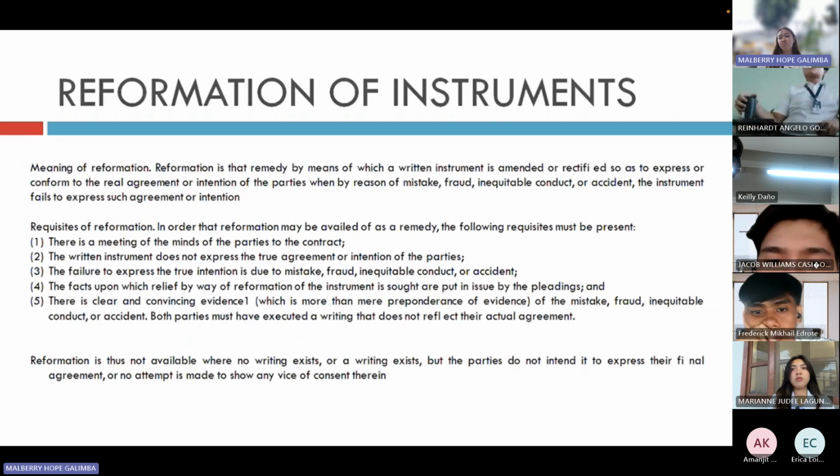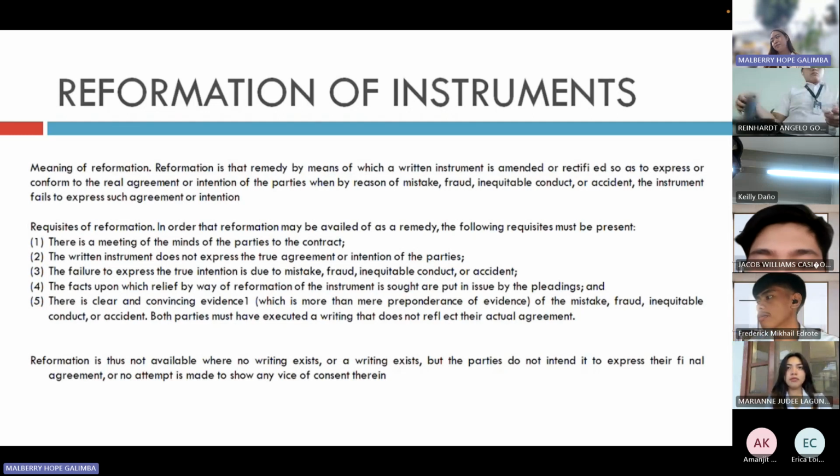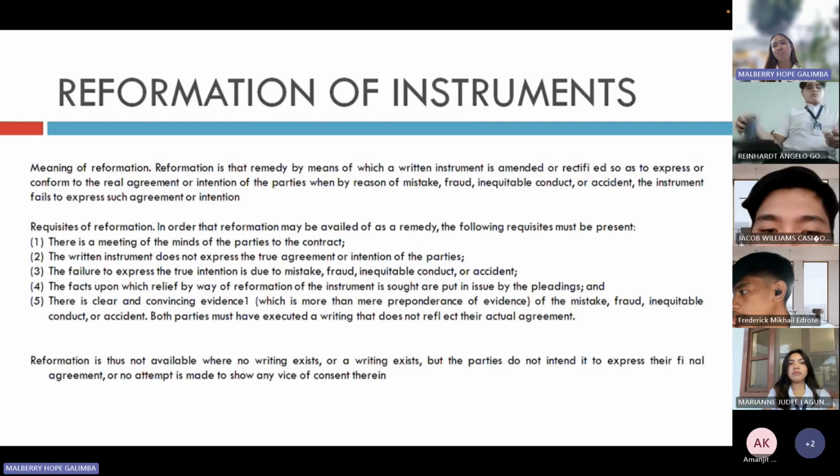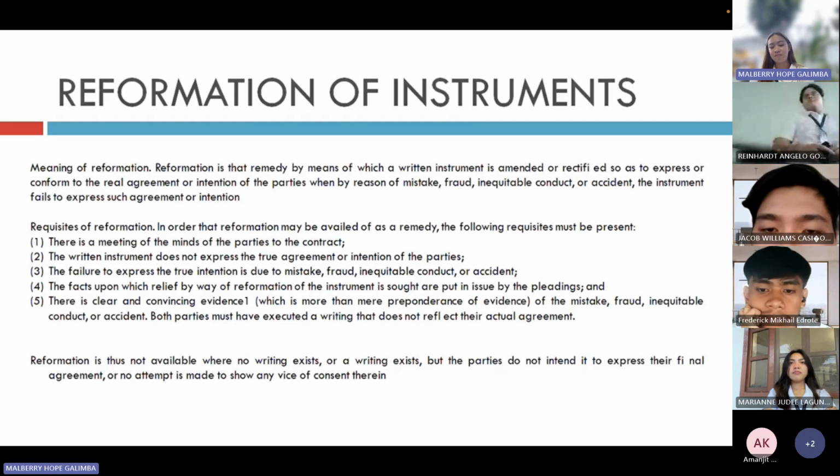Now, let's go to reformation of instruments. What is the meaning of reformation? Reformation is that remedy by means of which a written instrument is amended or changed or rectified so as to express or conform to the real agreement or intention of the parties when by reason of mistake, fraud, inequitable conduct, or accident, the instrument fails to express such agreement or intention.